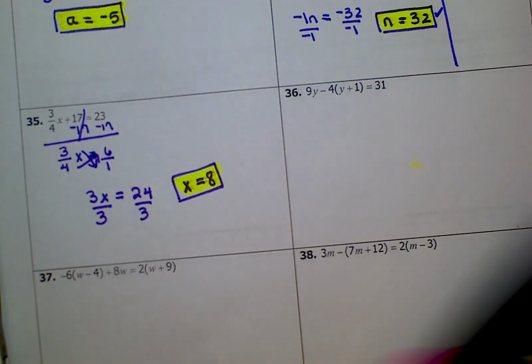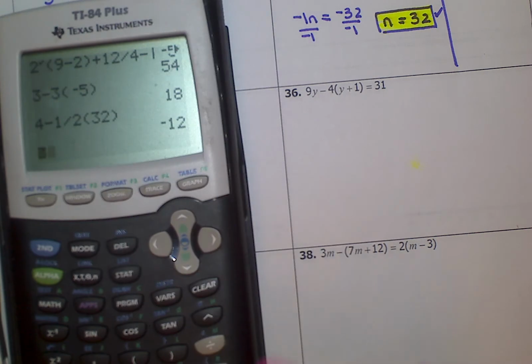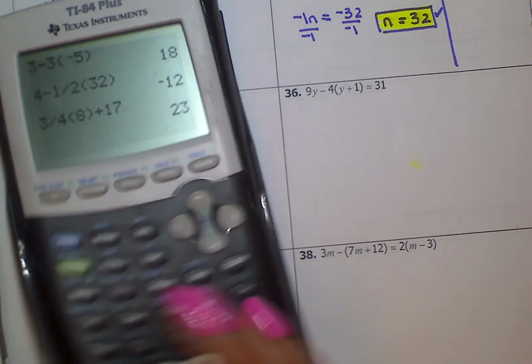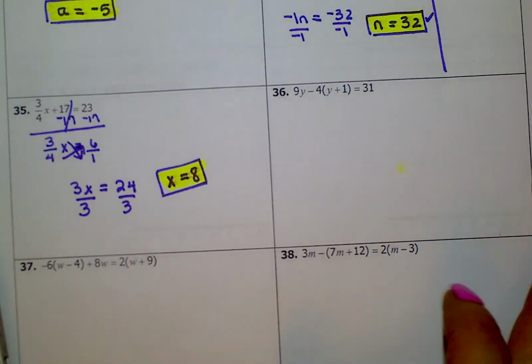So again, to check that, you would do 3/4 times 8 and add 17, and it gives us the 23. If it doesn't give you that number that it's supposed to equal, you made a mistake.